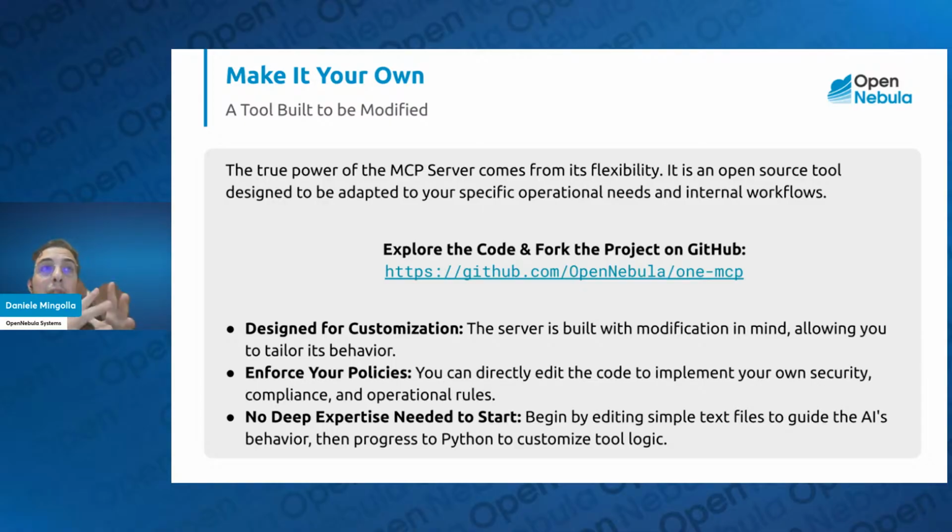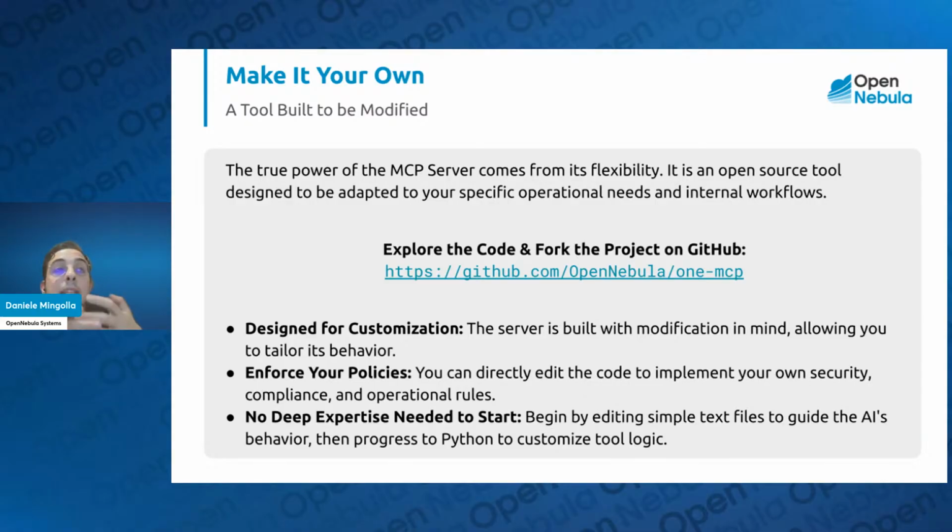You can also enforce your own policy. So imagine that, for example, you want all the VMs that have been instantiated to follow a specific naming pattern. You can write this in the instruction so that you don't need every time to repeat, hey, please rename this VM or name the VM in this way. You can just change the markdown instruction in the MCP server repository, and it will automatically do that for you.